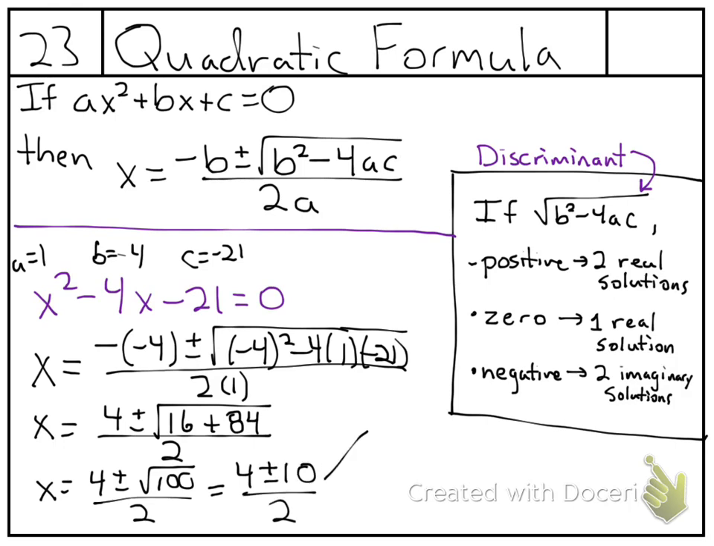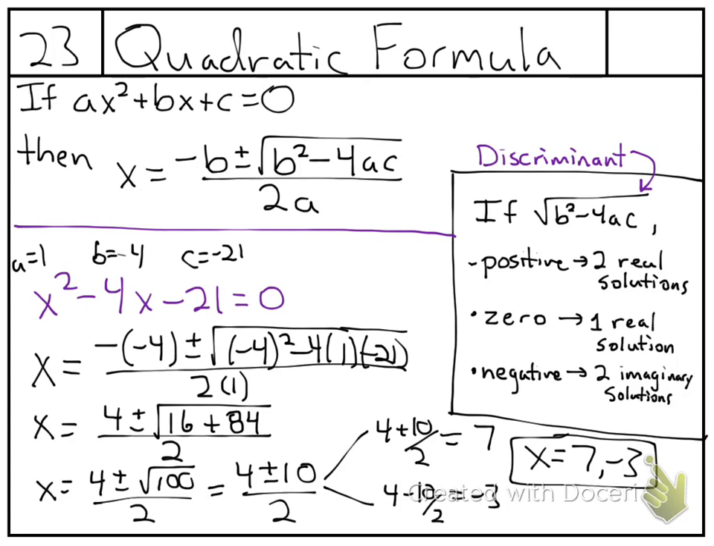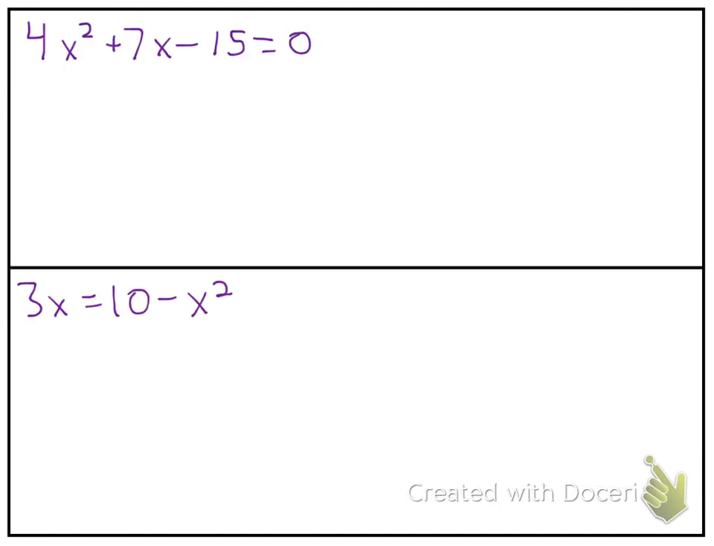From here I'm going to split it into 2 solutions, 4 plus 10 over 2 and 4 minus 10 over 2. 4 plus 10 gives me 14 over 2 is 7. 4 minus 10 gives me negative 6 over 2 is negative 3. So my 2 solutions come out to be 7 or negative 3. I didn't have to factor, I didn't have to complete the square. Using this formula gives me my 2 solutions. Let's look at some more.